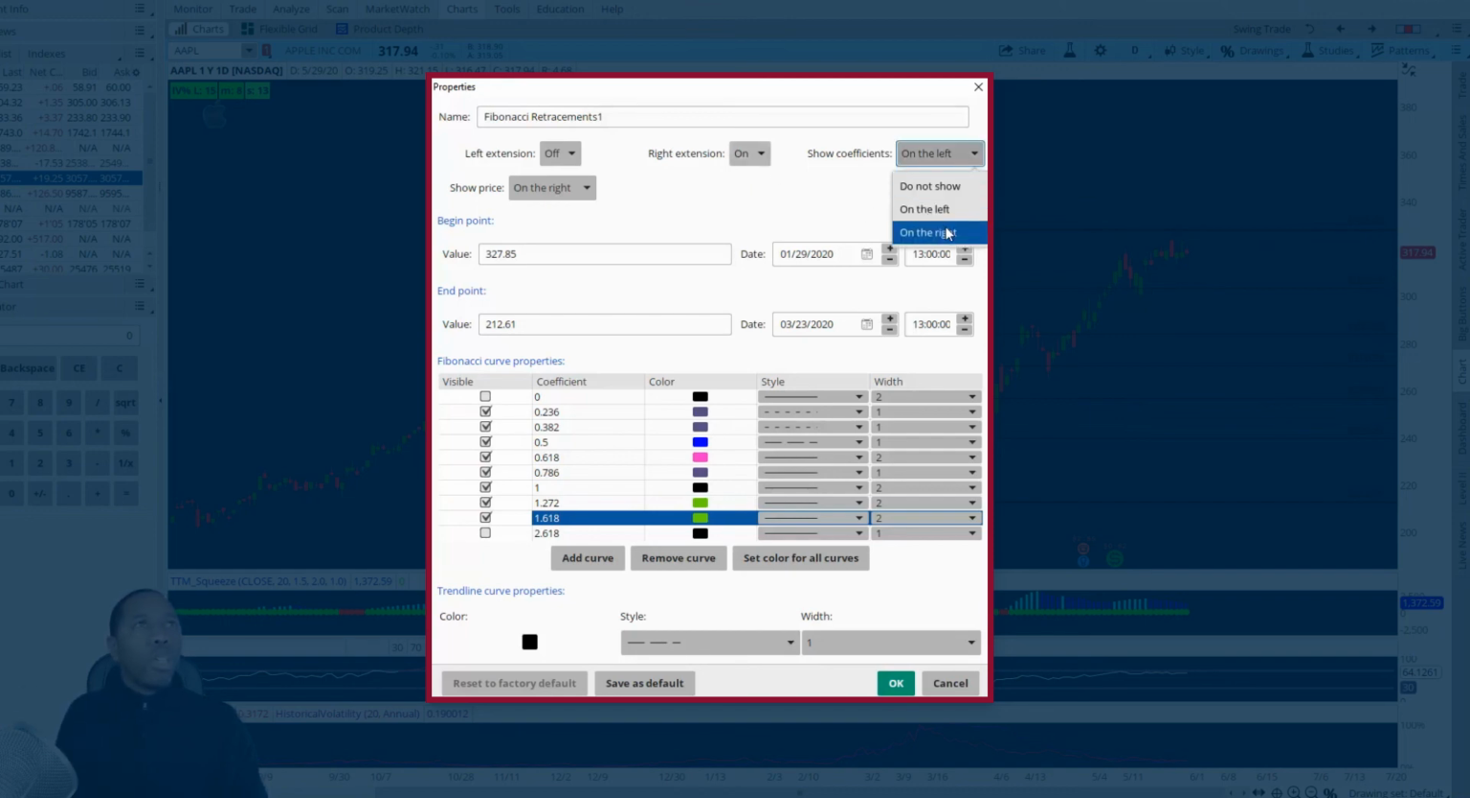And then to show coefficients, I like to keep this on the right side of the chart, and to show price also on the right side of the chart. So it's going to give us our retracement levels and the price levels all at the same time. And you can name this, put in Fibonacci retracements. And then you can actually save this as default right here at the bottom. So I like to save it as default. Okay, and then I hit OK.